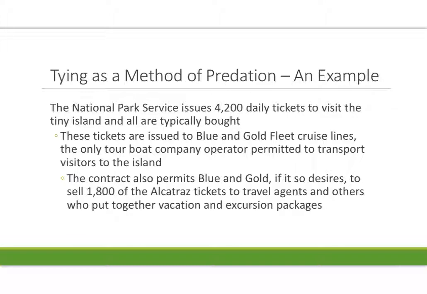They could, if they chose, sell 1,800 of the 4,200 tickets to travel agents and others who are putting things together. So the majority of the tickets needed to be for tourists in San Francisco, could be locals in San Francisco, but people that go directly to the cruise line and want to go see Alcatraz. But they also were allowed to allow travel agents to put some tickets into vacation packages for their clients.